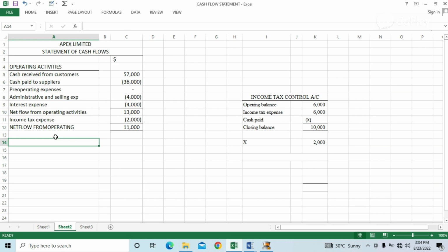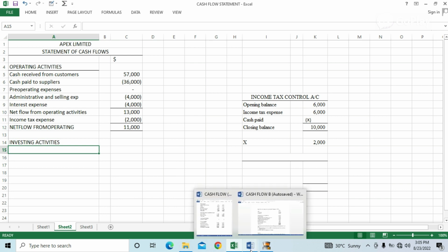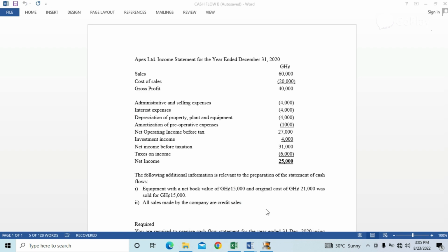The next activities that we will tackle are the investing activities. So under the investing activities, what are we looking at? Has the firm purchased a fixed asset, or have they sold any fixed asset? Have they received any proceeds, or have they invested in any other company, or have they earned any income from other investments?